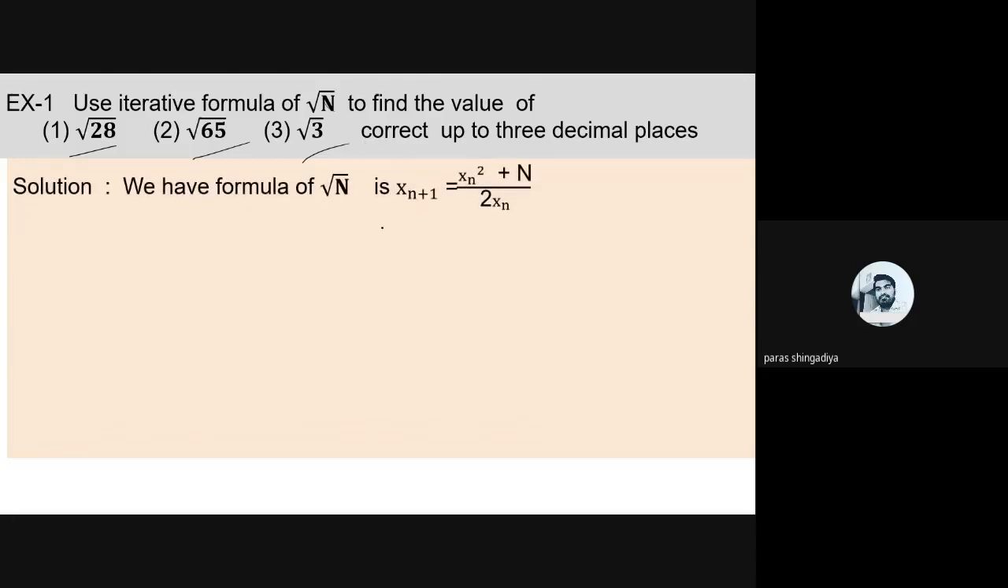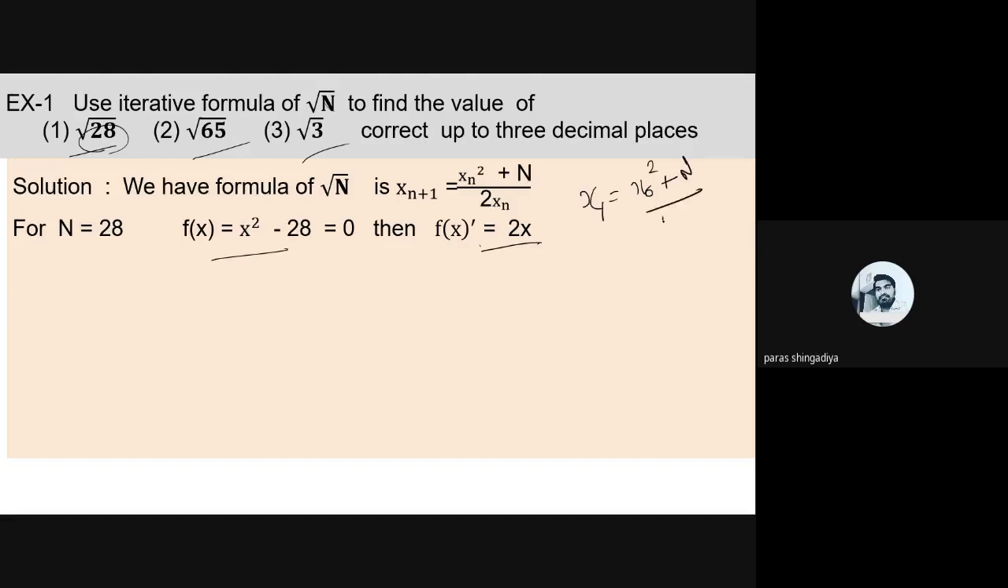So we have the formula of root n, that is xn plus 1 is equal to xn square plus n divided by 2xn. Okay, and now we need x0. For the evaluation pattern, f(x) you can consider x square minus 28, then f dash x will be 2x, but that is not required in this equation. We need xn square plus n, where n is equal to 28, divided by 2xn. And for the first iteration use n equal to 0, so we get x1 is equal to x0 square plus n divided by 2x0. Okay, this is our first iteration formula.